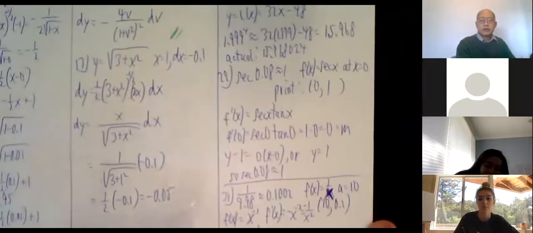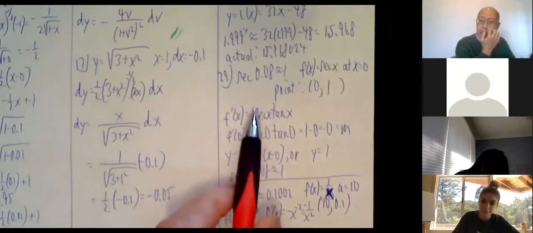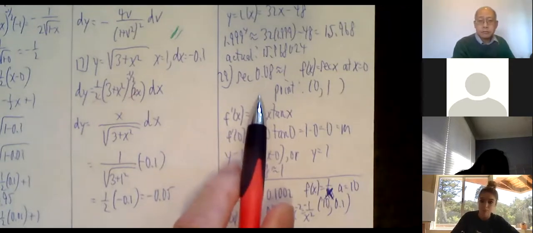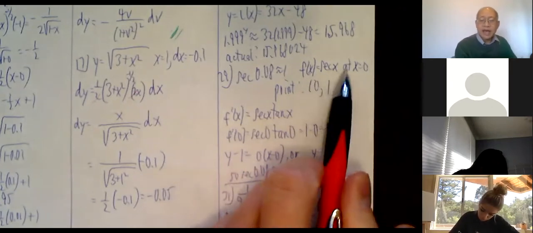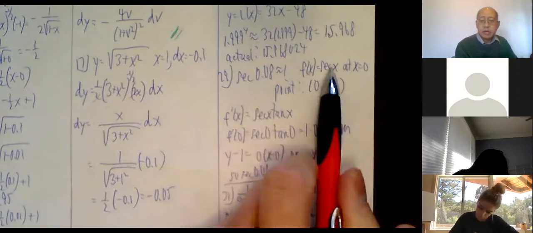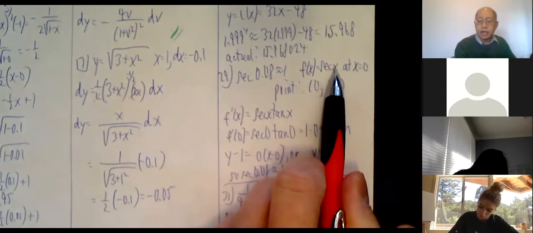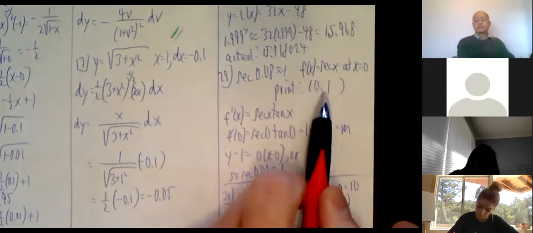Secant of 0.08 is approximately 1. Okay, so the nice nearby number is 0. So f of x is secant x at x equals 0. The nice nearby point is 0. Okay, what is the secant of 0? Well, secant is the reciprocal of the cosine. Cosine of 0 is 1. Reciprocal of 1 is still 1. So the point is (0, 1).